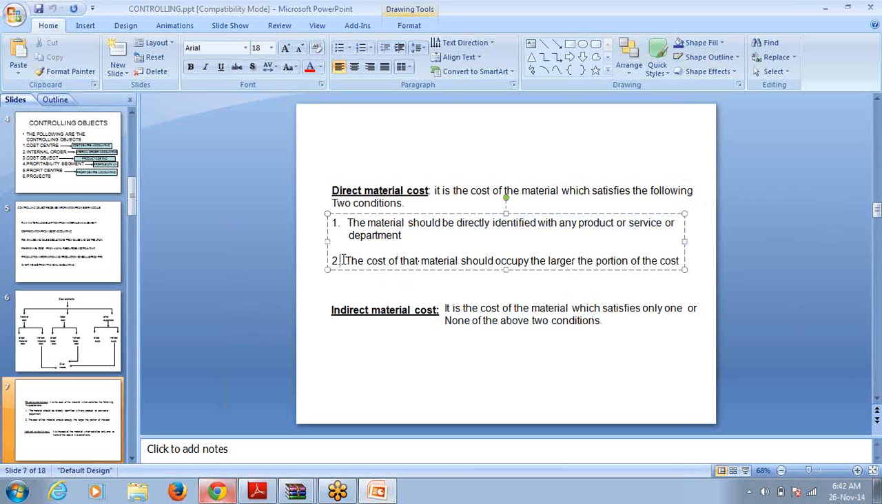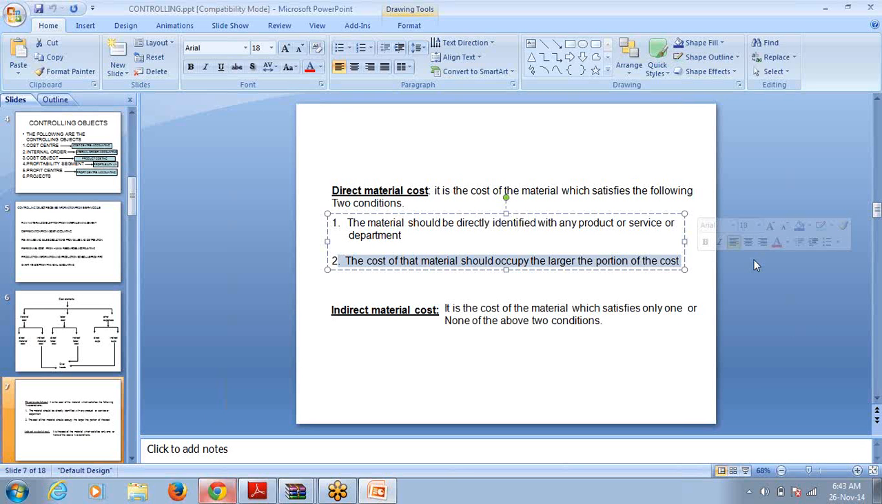Then, the cost of that material should occupy a larger portion of the total cost of the product. Means, the cost of the wooden planks will occupy a minimum of 20 to 25% of the total cost of the computer table. Suppose the cost of the computer table is $100, the cost of the wood will be at least $25 to $30. So, the second condition is satisfied. Now, the material wood is satisfying both the conditions. It is called direct material cost.